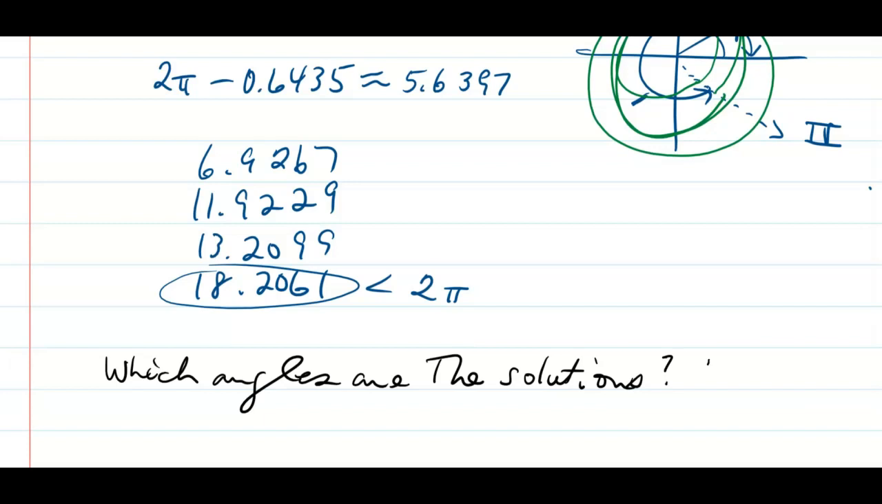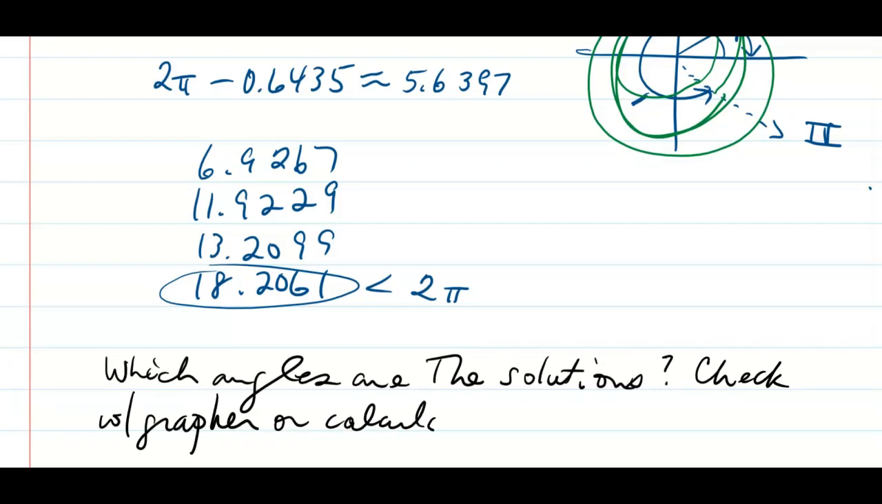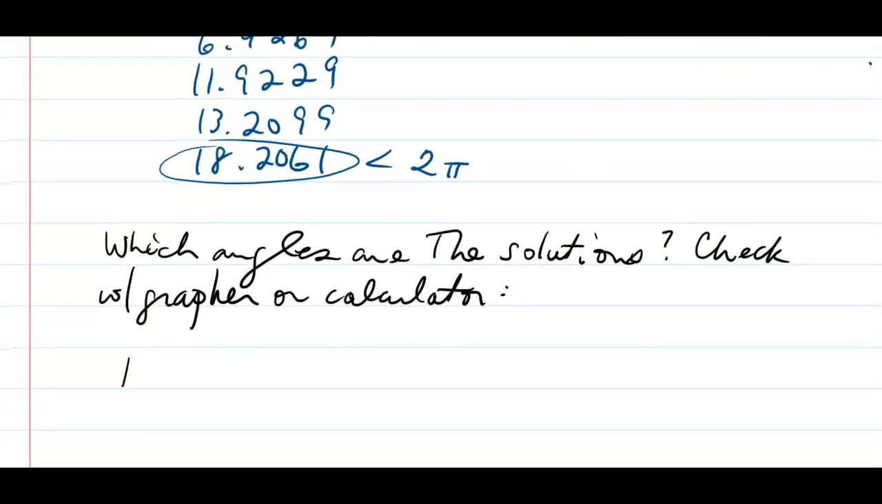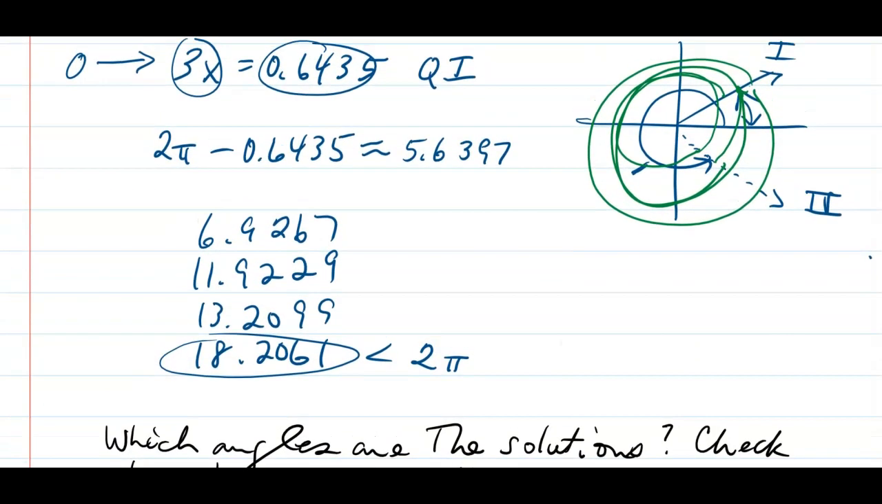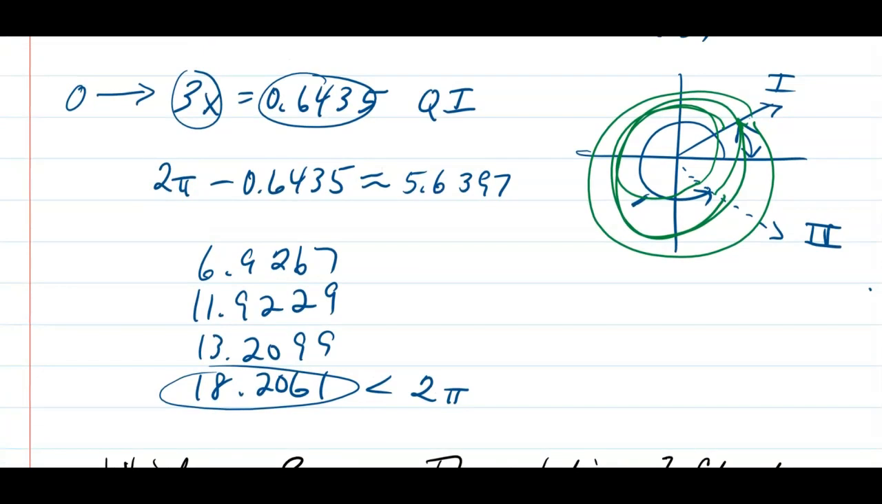And so we can check that with the calculator, or with the grapher. And without showing that work, we find that the solution set is the following. Now, to get to the solution set, I'm going to go back up here. I'm going to highlight the angles that worked for 3x for the solution.